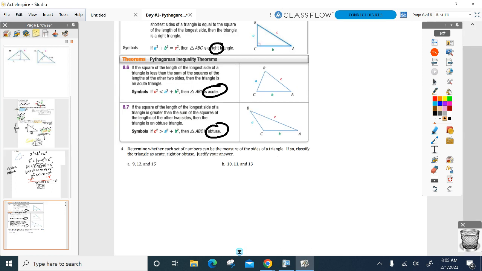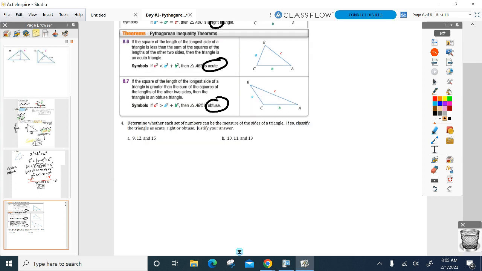9, 12, and 15. If I have 3 sides that are 9, 12, and 15, would that be an acute, obtuse, or a right triangle? Here's how you figure it out. You take the 2 smaller sides for a and b, so 9 and 12, and I do 9 squared plus 12 squared. And I compare it to the biggest side, 15 squared, and see how that compares. If one side's bigger, we're going to call it acute or obtuse. If they're equal, it's a right triangle.